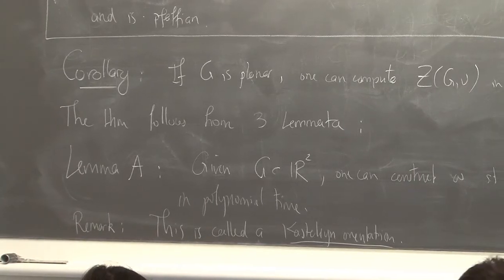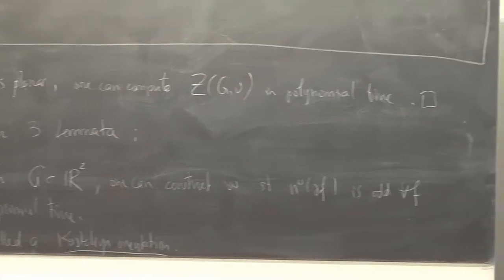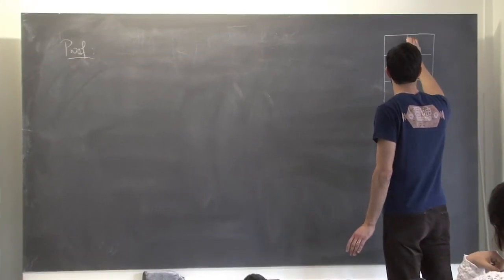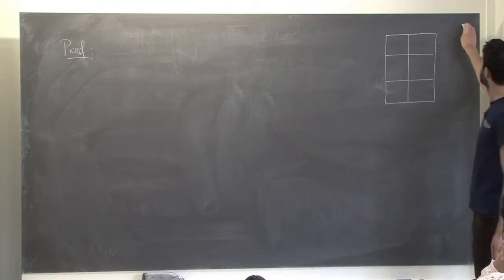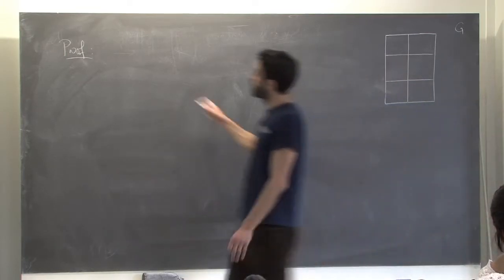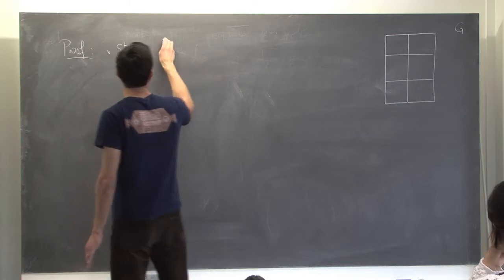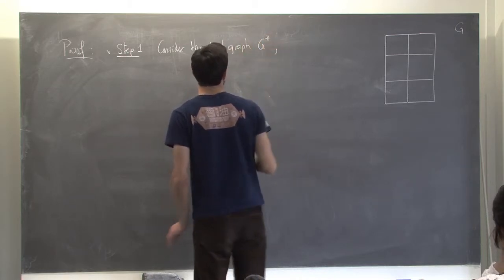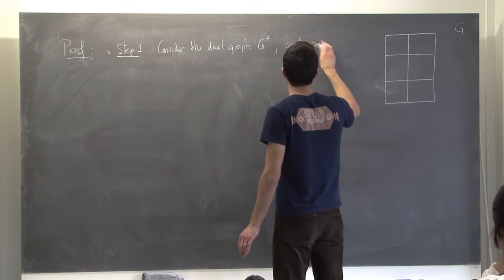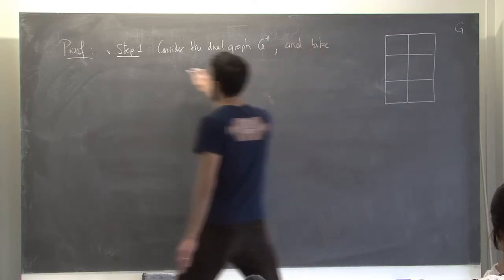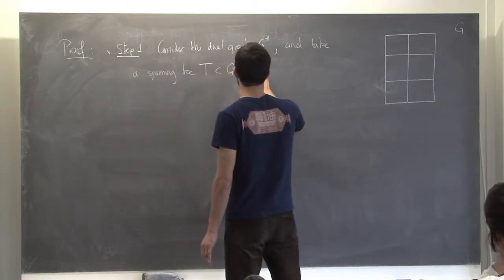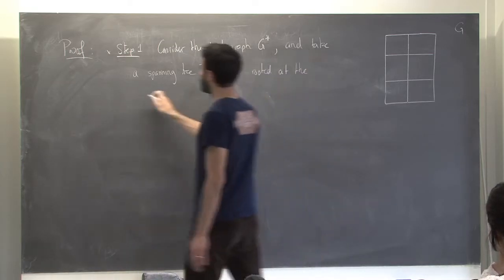The proof is extremely easy, so I'm going to give you some kind of an algorithm that I will illustrate with a stupid example, okay? As an example, I will take this graph. So step 1. Consider the dual graph G star and take a spanning tree T in this dual graph rooted at the outer face.